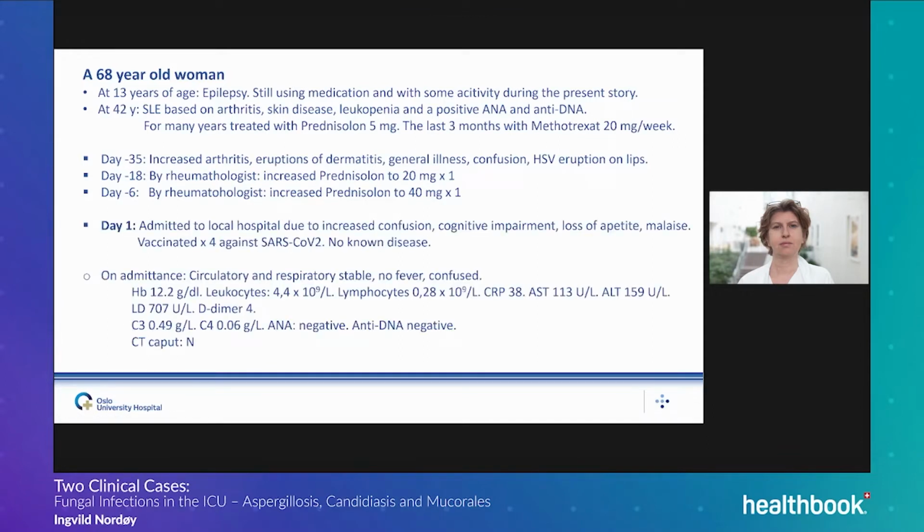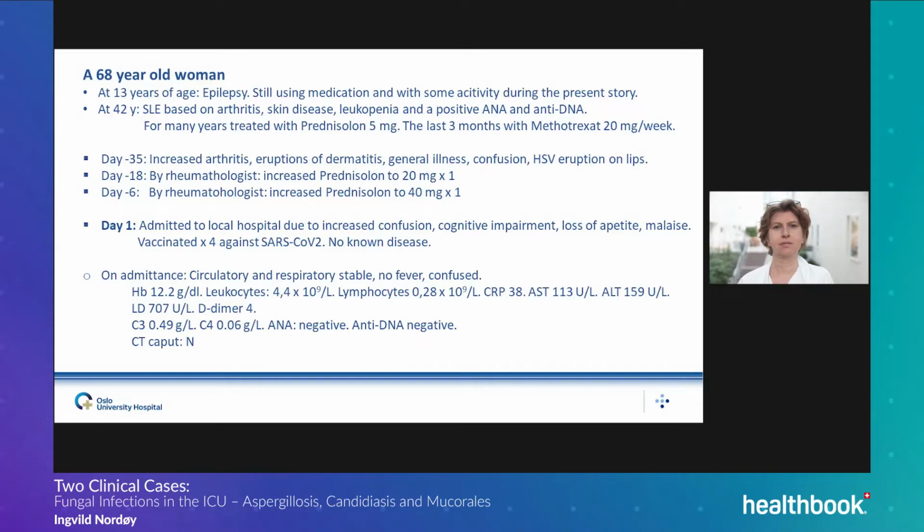So at the local hospital, they found that she was really confused, cognitively impaired, and her husband said that she had been different from what she used to be, maybe the last 6 months. But then she had lost weight, lost her appetite, she was feeling sick. And in Norway, we always have to say in our journals how many times the patient has been vaccinated against the coronavirus, and if they've had corona. She had her vaccinations, but had not had the disease.